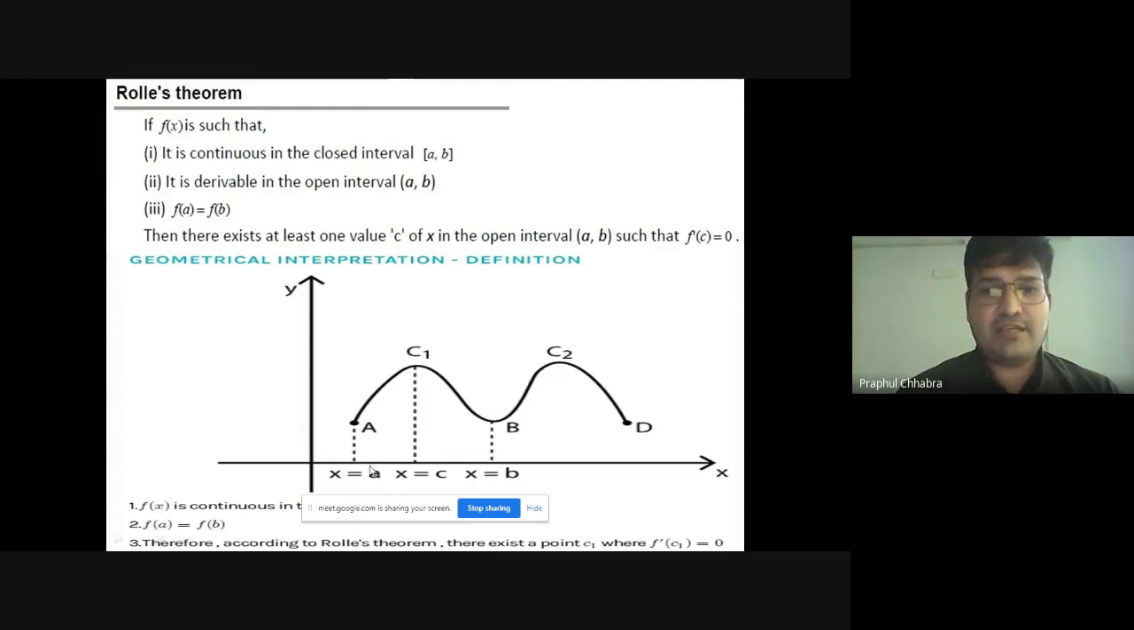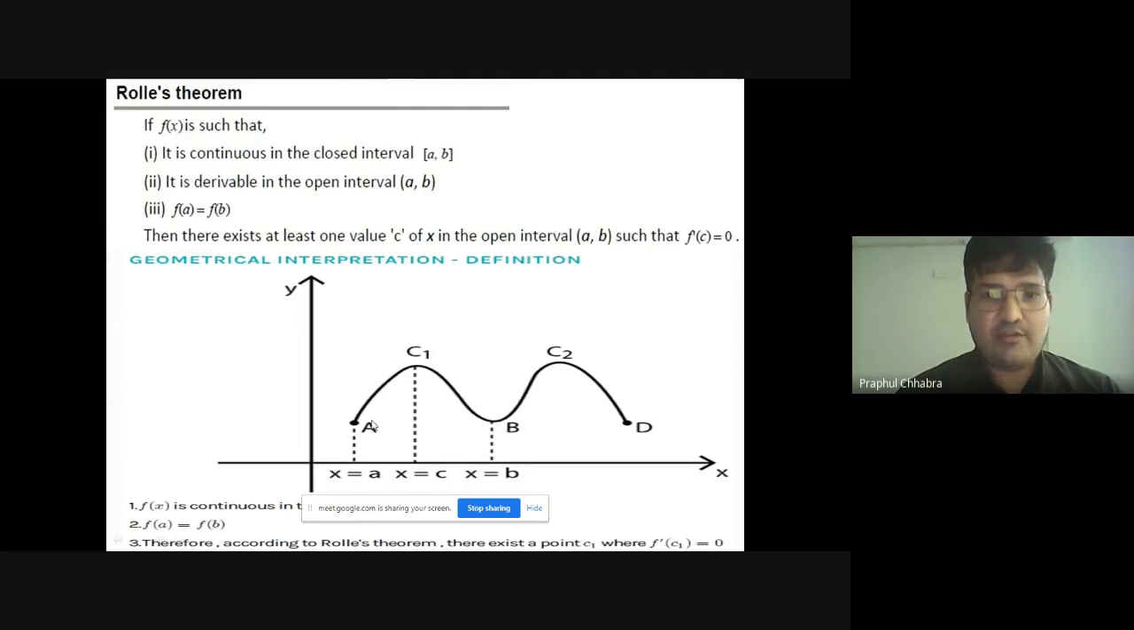And we can see at x = a, the value of the function is this, and at x = b, the value of the function is this, and these values are equal. That is, f(a) = f(b). So these three conditions are satisfied here: the function is continuous in the interval, the function is differentiable in the given interval, and f(a) = f(b).